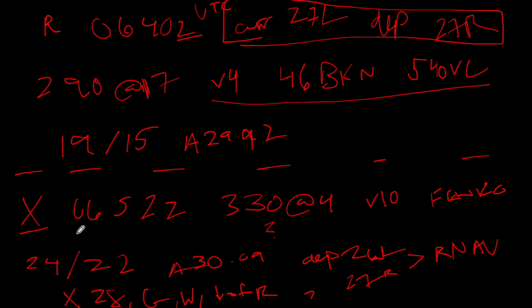We have information X-ray issued at 0652 Zulu. Wind was, it might have been 300 actually, so I put a question mark here. I would go back and listen to that to make sure I got the right figure and correct it as necessary. Visibility was 10 kilometers or greater. We have few clouds at 12,000 and a couple other cloud layers that I just ignored for brevity. Temperature 24, dew point 22, altimeter 3009.